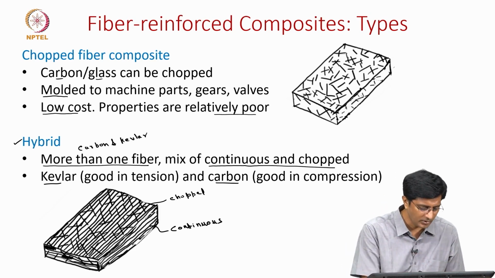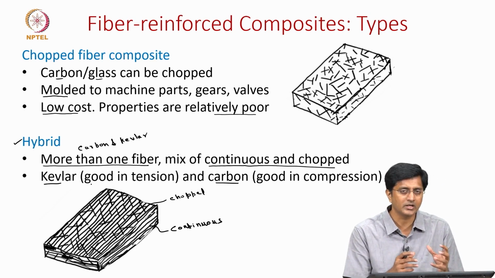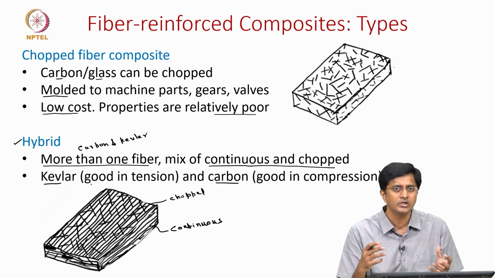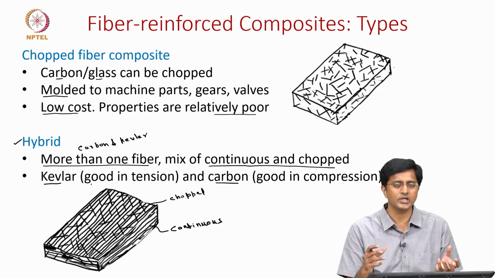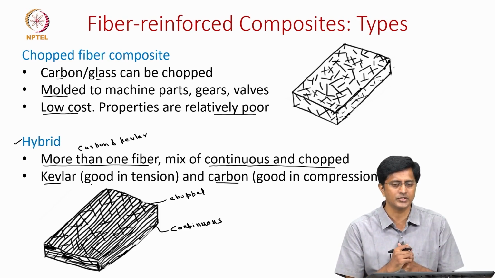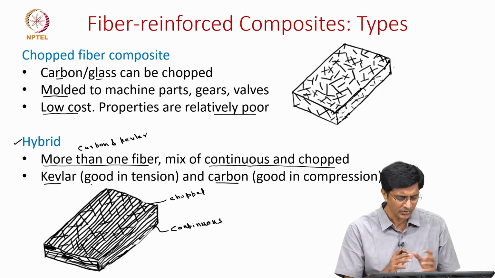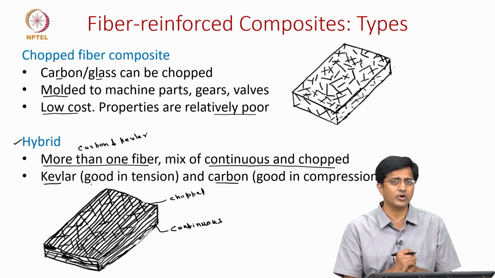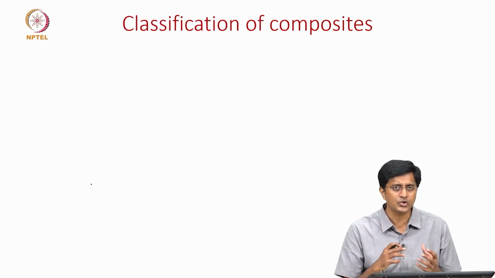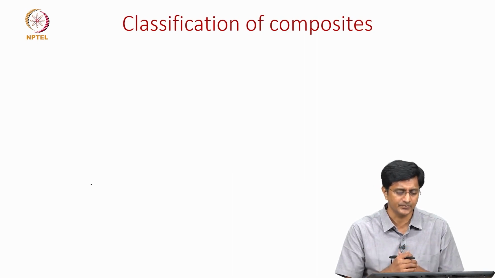From Kevlar we know that it is good under tensile loadings, but carbon is good under compression loadings. So, in applications where you have both tensile and compression, having both of them will take care of both loading scenarios. So, this should summarize the different types of fiber composites which are commonly used in the industry. Now we will try to show all the composites and see how they are related to each other.